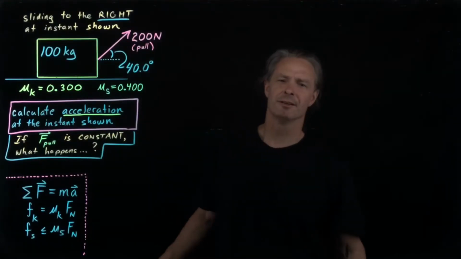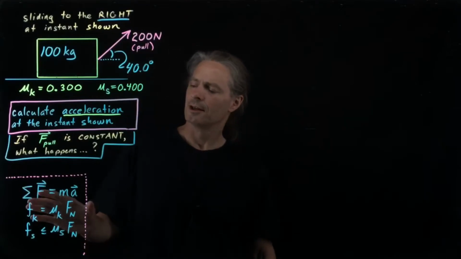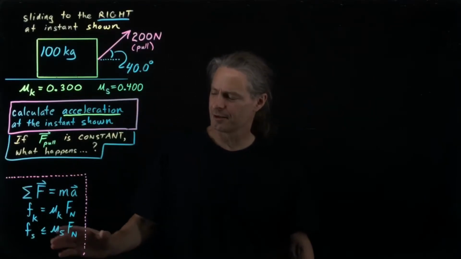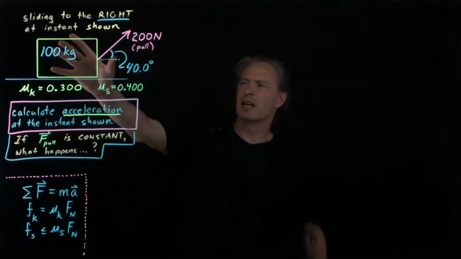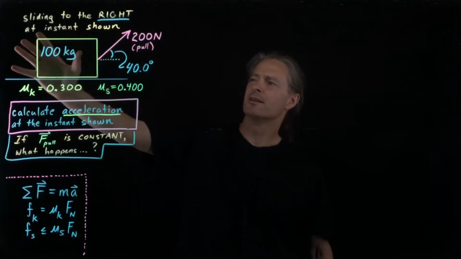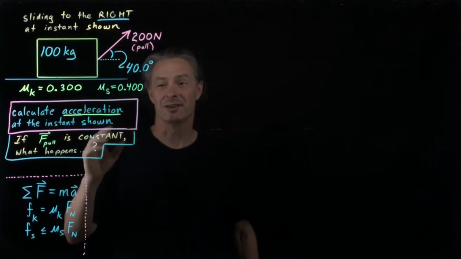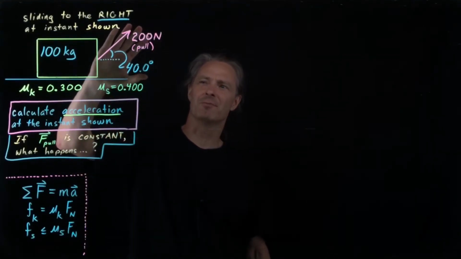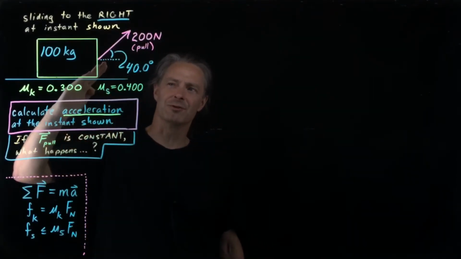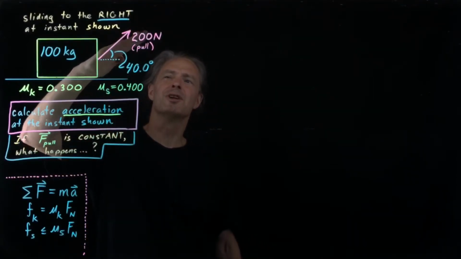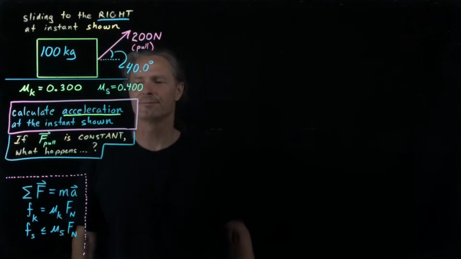Hi everybody. In this video I want to do an example problem involving Newton's second law, kinetic friction, and at the very end a little bit of static friction. So here we go. Imagine we have a 100 kilogram crate that at the instant shown is sliding to the right. Imagine that it's being pulled with a constant pulling force, constant in both magnitude and direction. Imagine the magnitude of this pulling force is 200 newtons and the direction of that is 40 degrees above the horizontal and to the right.